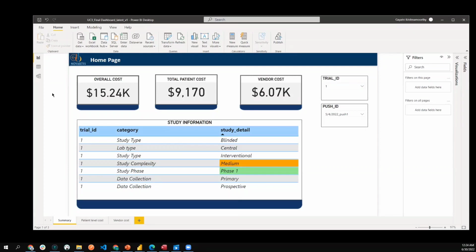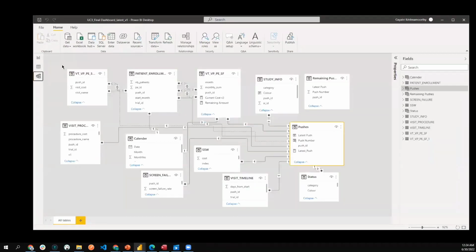So let's start by taking a look at our ERD. This is our schema, and we can see how different tables are related to each other. So 5 tables are fed into this dashboard, which are patient enrollment, study information, visit timeline, screen failure, and visit procedure. We also have a few dynamic tables like calendar and pushes, just to make sure that everything is in sync and any new metrics can be added very easily. We then have our automated script, which takes into account various parameters from these tables to compute the budget.